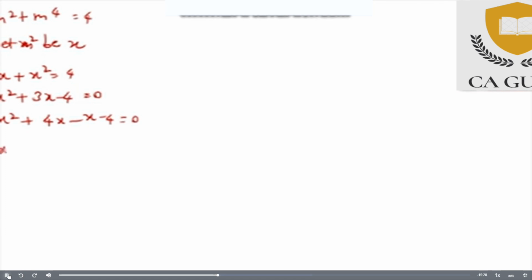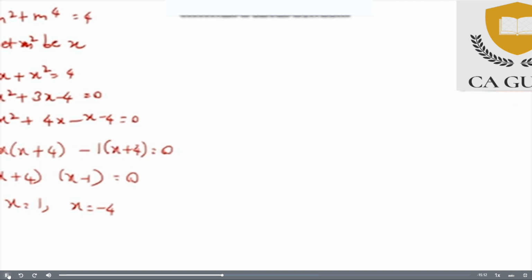x into x plus 4 minus 1 into x plus 4 equals 0. So x plus 4 into x minus 1 is equal to 0. x is equal to 1, x is equal to minus 4. Now x is equal to minus 4 is not possible. So x is equal to 1, m square is equal to 1, then m is also equal to 1. Then the standard deviation is equal to 1. So this is the solution for the question.